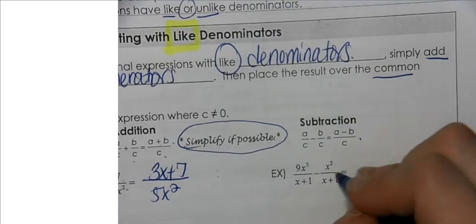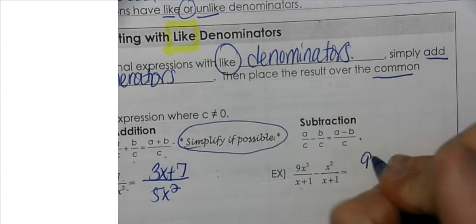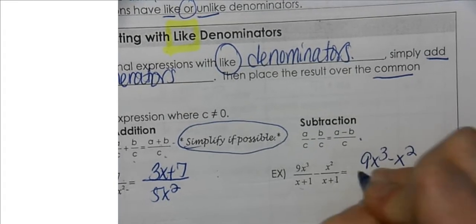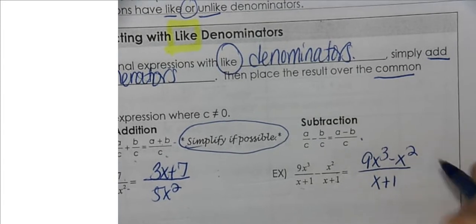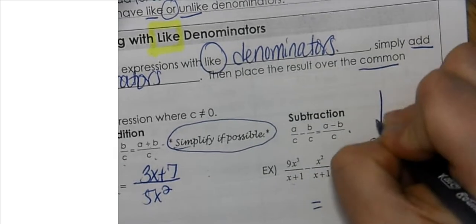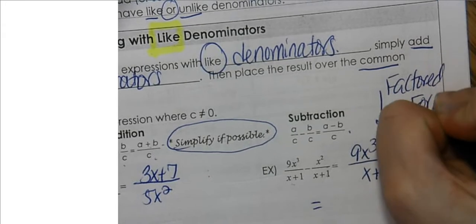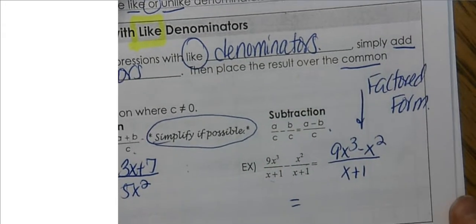In this example, we're going to subtract our numerators because our denominators are the same. So I have 9x cubed minus x squared, all over x plus 1. And just like we talked about in our last couple of lessons, we want to always make sure our final answer is in factored form. We always leave it in factored form, the numerator as well as the denominator.